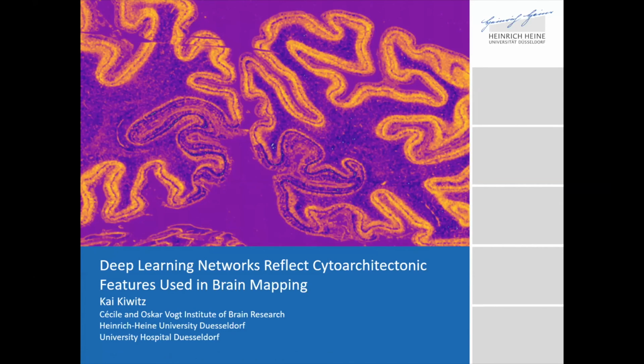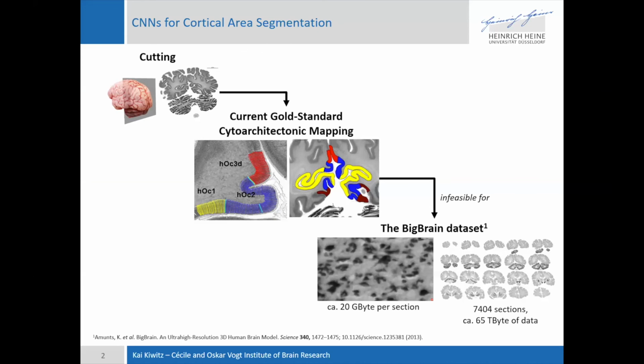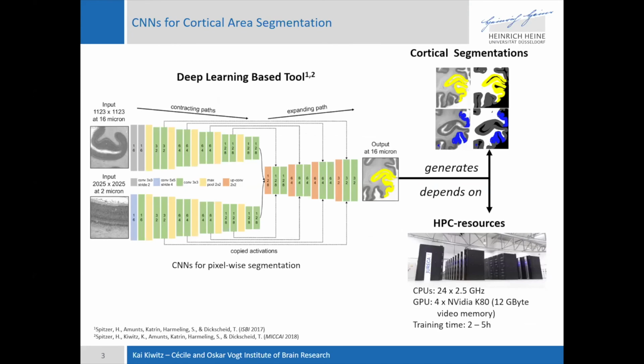My name is Kai Kiewitz from the Cecilia and Oscar Vogt Institute of Brain Research in Düsseldorf, and I'm really happy to have the opportunity to share with you some insights in deep learning networks that reflect cytoarchitectonic features that we use in brain mapping. As you've heard multiple times today, especially in the talk that Timo Dickscheid gave, the current gold standard cytoarchitectonic mapping techniques that we use are not feasible anymore for big data sets like the BigBrain data set, for example, that a lot of us are working on.